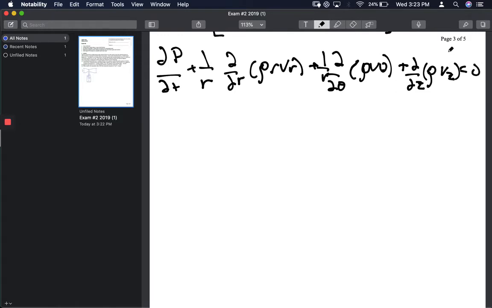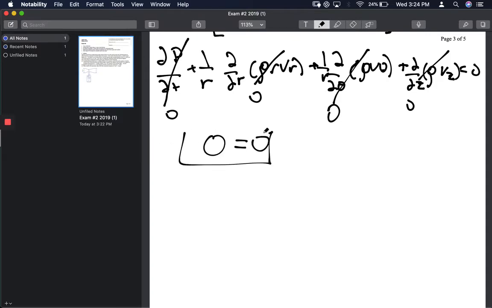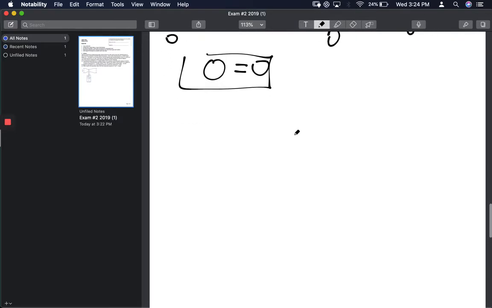So this has a vz in it, that's 0. This has a vr in it, that is also 0. Density does not change with time, so that's 0. And we also know that vθ doesn't change with respect to θ, so that's also 0. So what we're left with in the continuity equation is 0 is equal to 0. Okay, so that's all for part B.